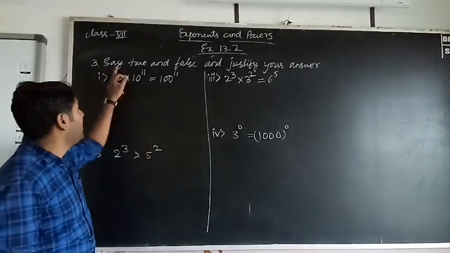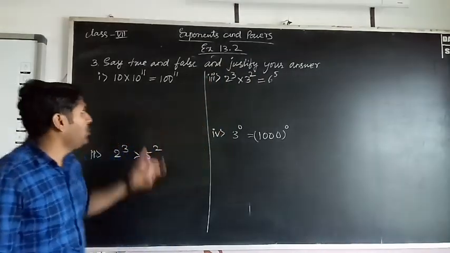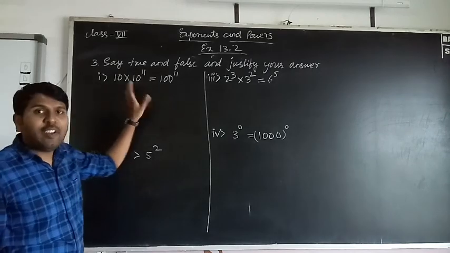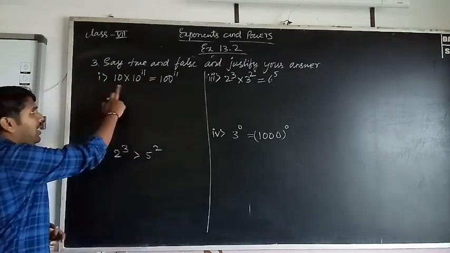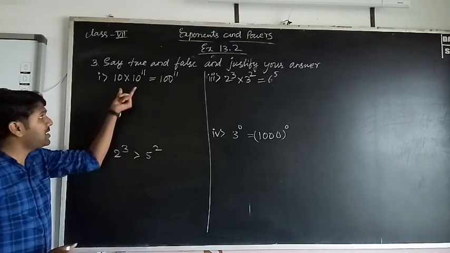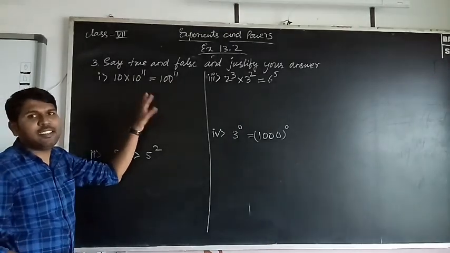Next, third one. Say true or false and justify your answer. So first, to solve this one, you will find out if this answer is right or wrong. So 10 into 10 raised to 11 equals 100 raised to 11, they give. Okay, first solve the LHS. If the answer is equal to the RHS, that means this is true.